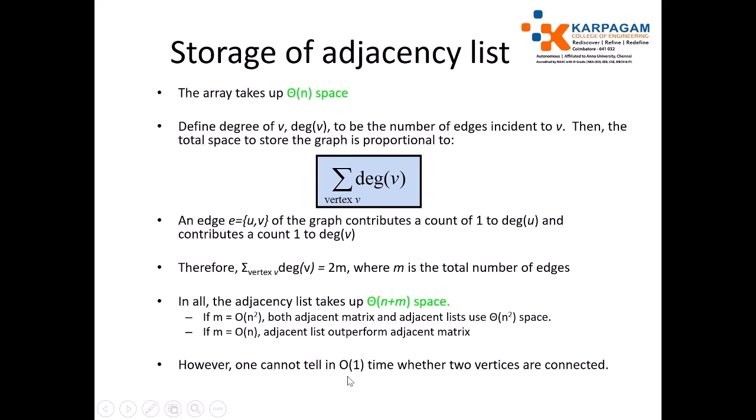However, with an adjacency list you cannot tell in order of one time whether two vertices are connected. In a linked list, we cannot tell whether one node is connected with another node in less than order of n time. It takes more time. But that is not the case for the adjacency matrix.